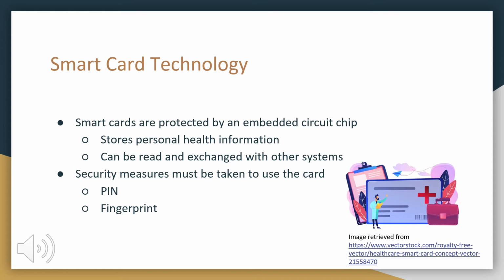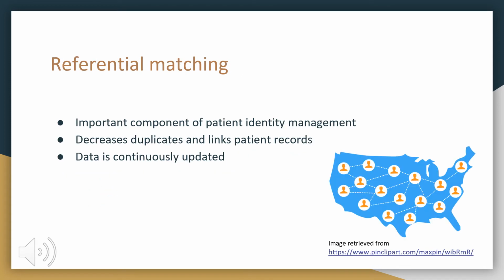There's no doubt that patients receive care across multiple healthcare facilities. They could be registered differently within each system, so it's important that their health information follows them as they get care from different healthcare organizations. Smart cards are an innovative approach to help decrease time at the patient registration session, and it helps increase patient safety. The third process we will discuss is referential matching.